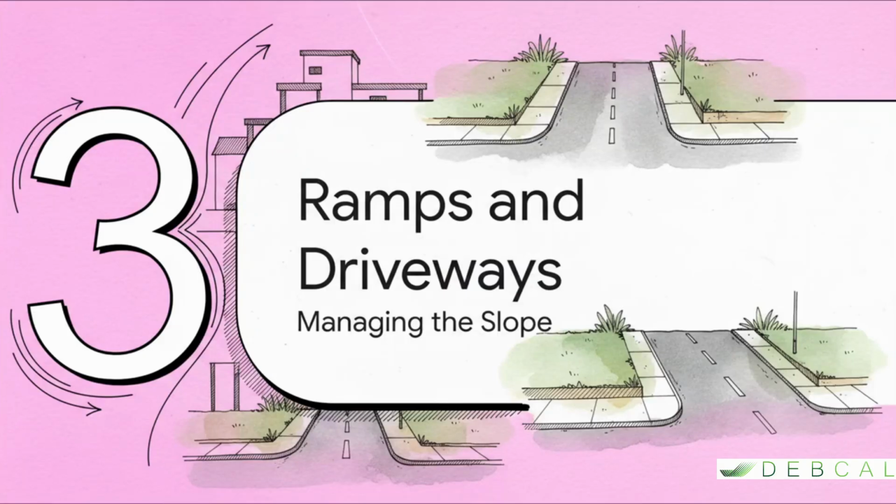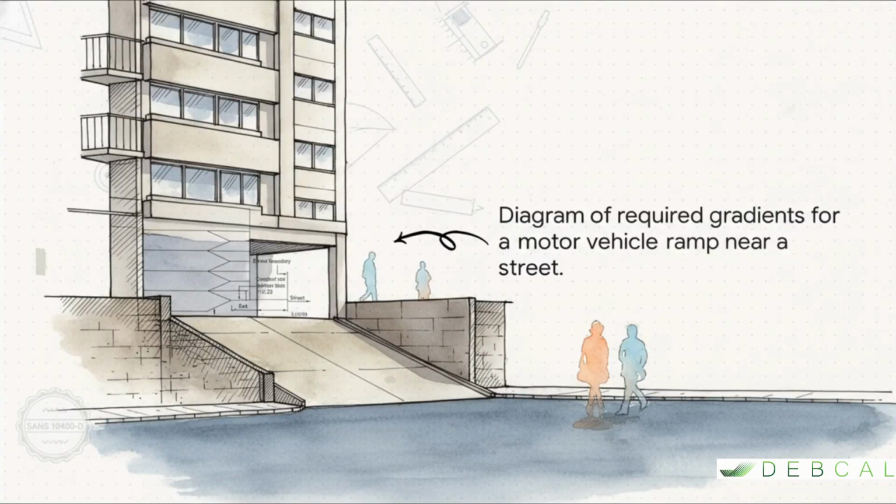Okay, let's switch gears. We've talked about heights, now let's talk about slopes. How does the code make sure that ramps and driveways are safe, especially right where they meet a public street? This diagram shows us exactly how it's done. What we're looking at here is a side view of a car ramp that connects a building to the street, and the key thing to notice is that the slope, or the gradient, isn't the same all the way down. The code actually calls for 2 different angles, and for a really good reason.